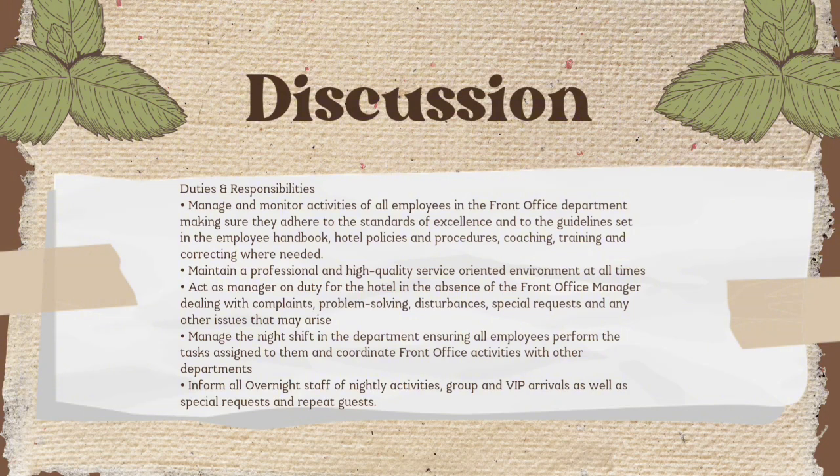So the fourth one is to oversee the night shift in the department, ensuring all employees complete their assigned tasks and coordinate front office activities with other departments for seamless operations. The last one is to provide nightly updates to all overnight staff, including information about activities, group and VIP arrivals, special requests, and repeat guests to ensure smooth coordination of responsibilities.